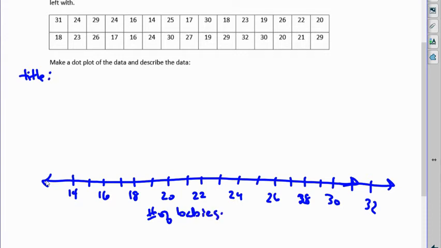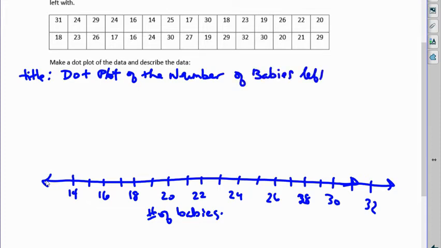Okay, title, dot plot, plot of the number of babies. See how specific I am? Okay. Now let's put them on there.